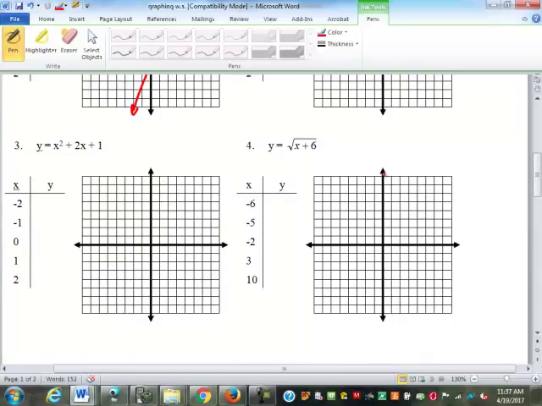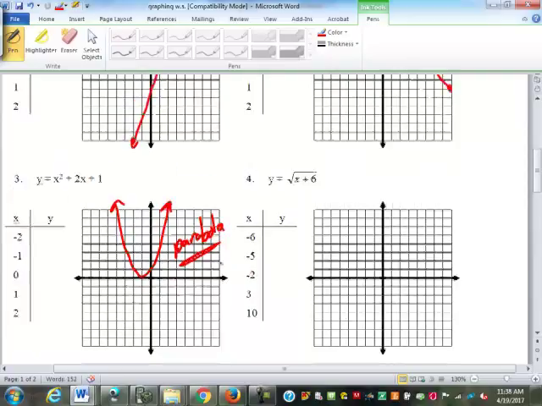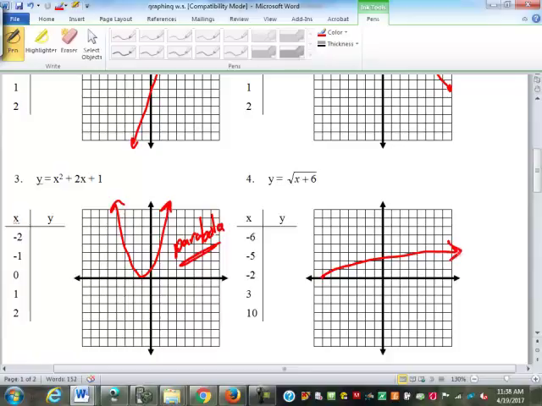Y equals x squared plus 2x plus 1. It's going to look like that. Remember we discussed this? That is called a parabola. Now this next one is one that we actually did together in class. It looks like this. And remember, this one has an arrow on one end of it, but not on this end.